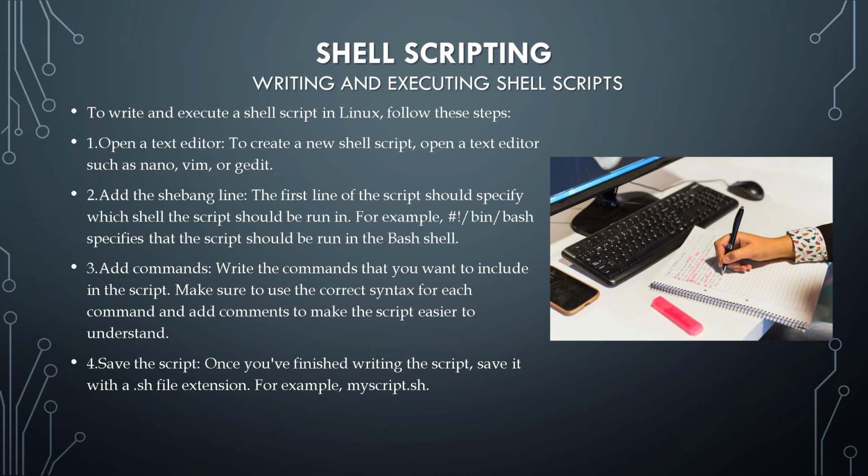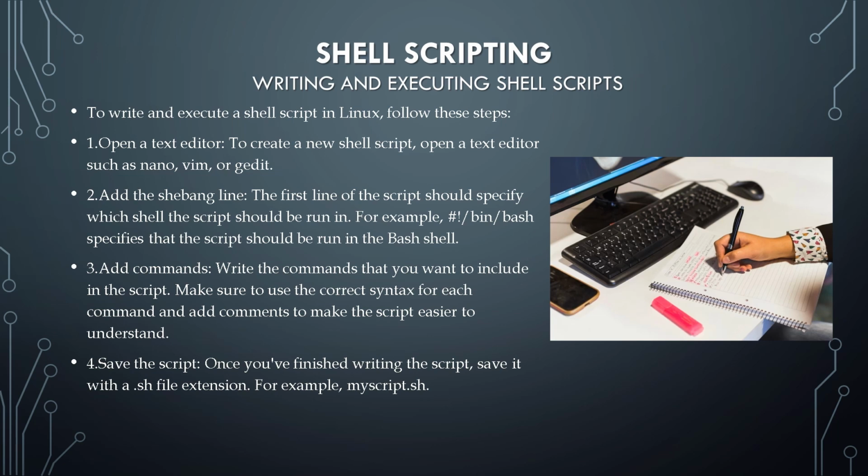2. Add the shebang line. The first line of the script should specify which shell the script should be run in. For example, #!/bin/bash specifies that the script should be run in the bash shell. 3. Add commands. Write the commands that you want to include in the script. Make sure to use the correct syntax for each command and add comments to make the script easier to understand. 4. Save the script. Once you've finished writing the script, save it with a .sh file extension.